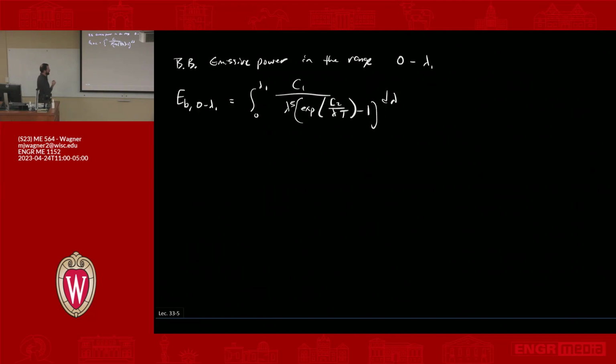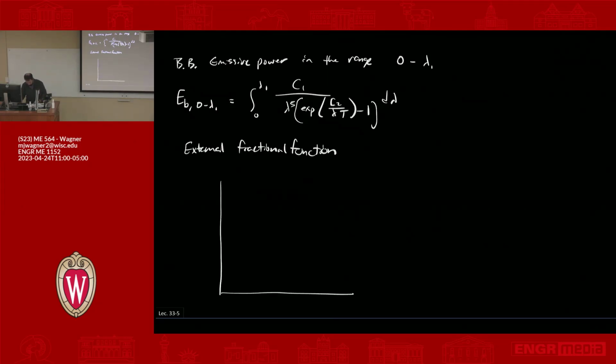Turns out that there's actually a way of writing this that's kind of helpful, and it's called the external fractional function. What it does for you is it takes this integral and tabulates it, and you just have to give it one argument, and then you get back the fraction of light that's in that band.